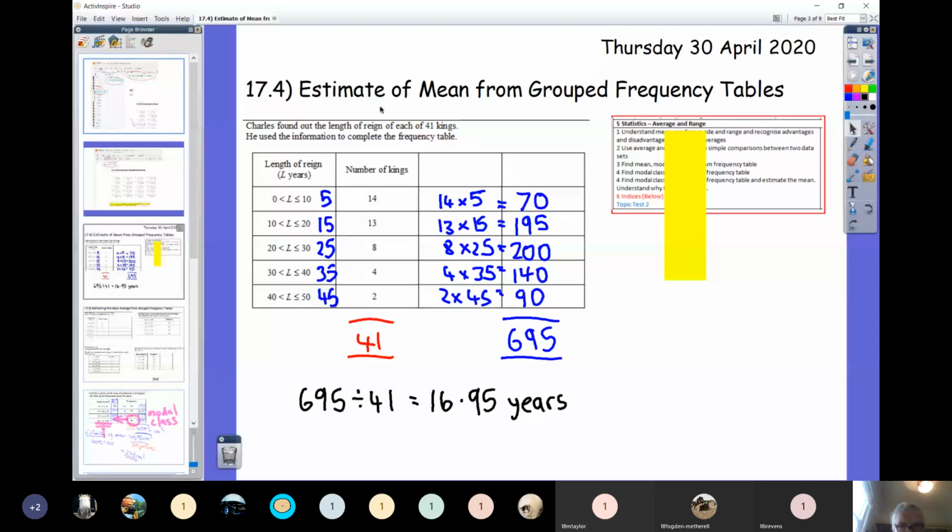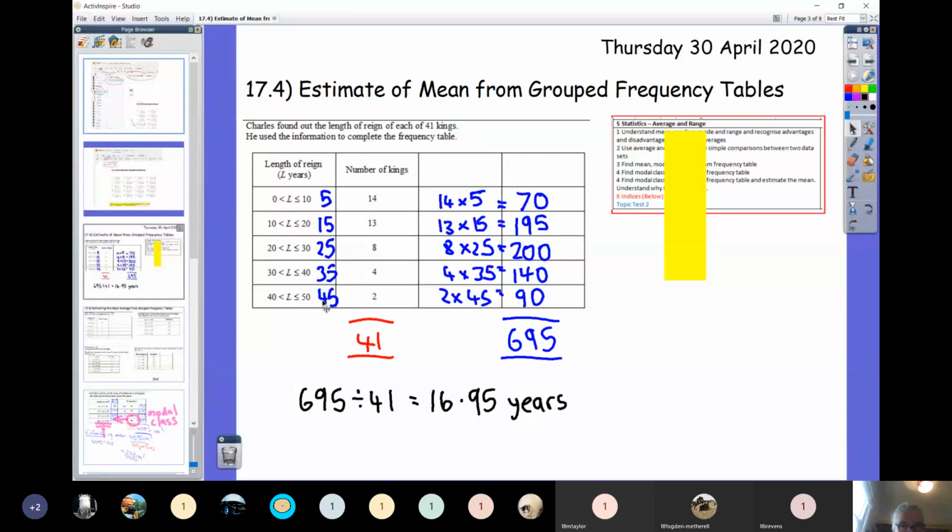So we're going to have to take an estimate. Now, the best we can do as an estimate is to go straight down the middle. So what's halfway between 0 and 10? It's 5 years. What's halfway between 10 and 20? It's 15 years. So this is the extra step. We just go and put in an extra column where we estimate how long the kings reigned for.